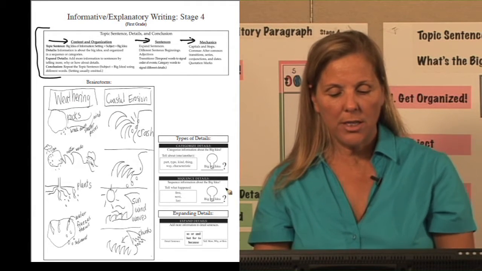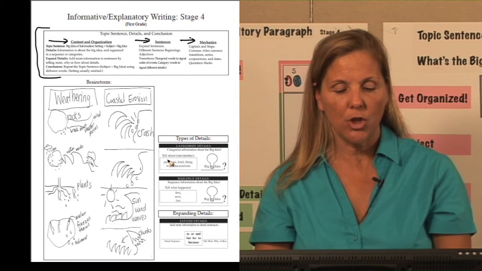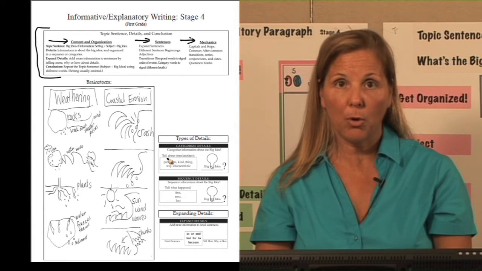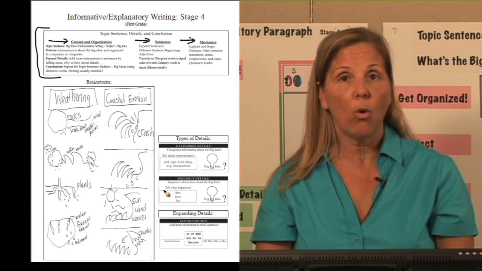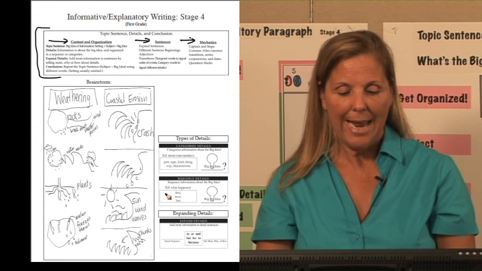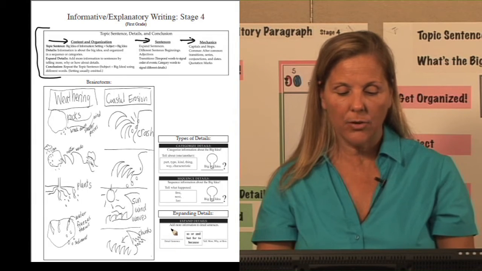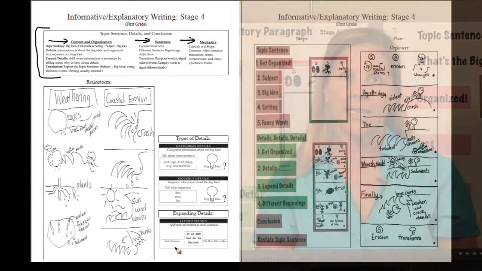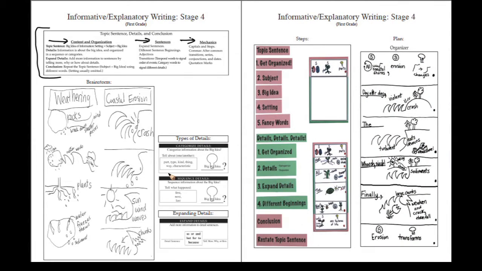Next to you, you see our details. These were the cards I showed you. If the details are for categorizing, this is our prompt. If the details are for sequencing, this is our prompt. And then if we're expanding details, here's our card: tell more, why, or how about that detail. So we have our cards here for our details.